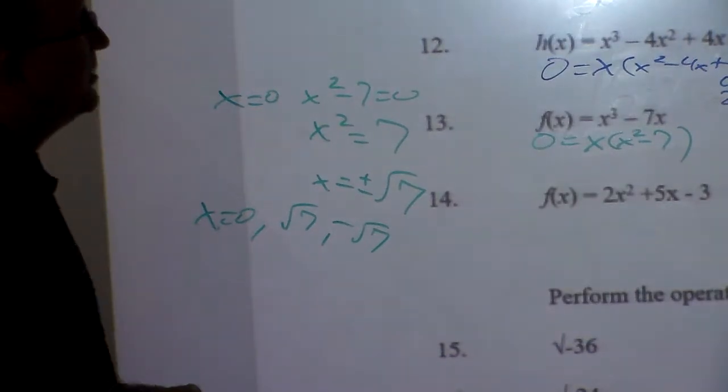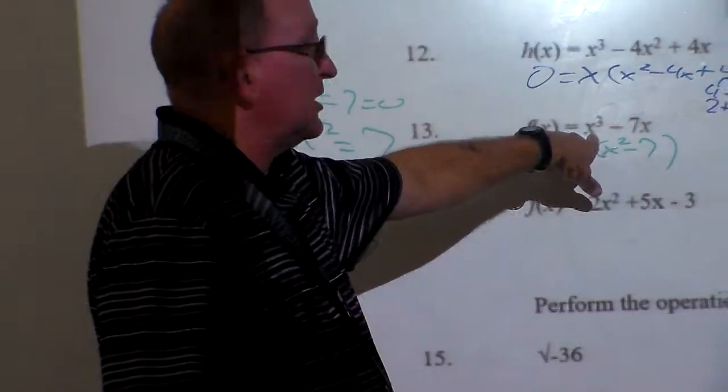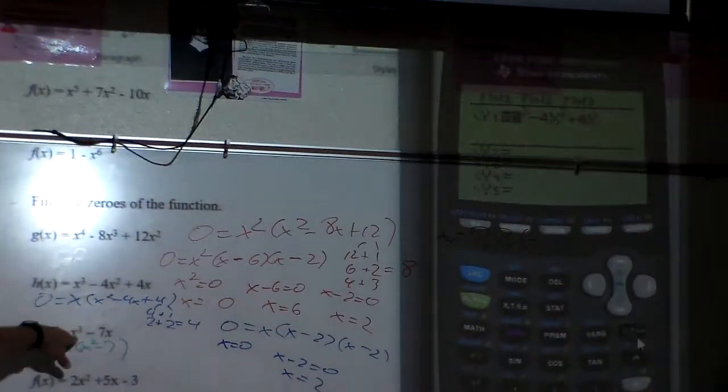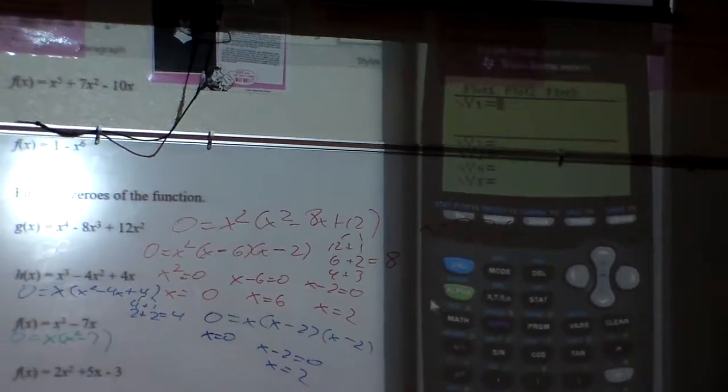Now here's the problem with the calculator. If you go to y equals and type in x cubed minus 7x, under y equals, clear that one out, and type in the x cubed.